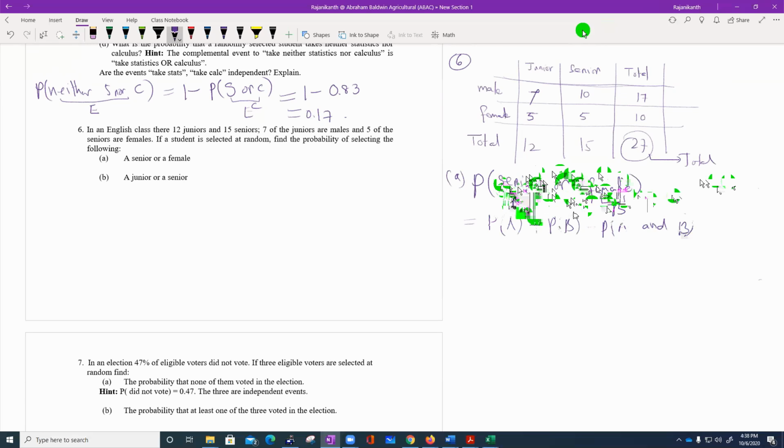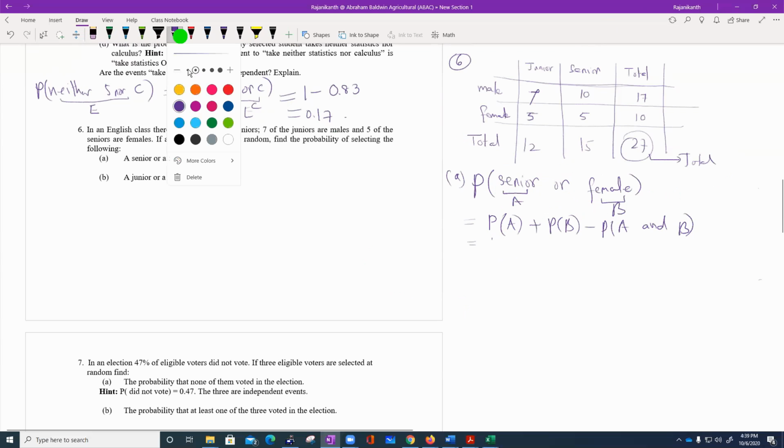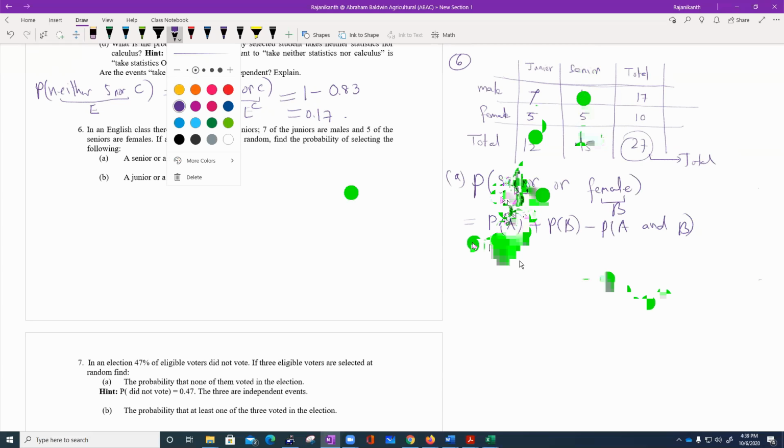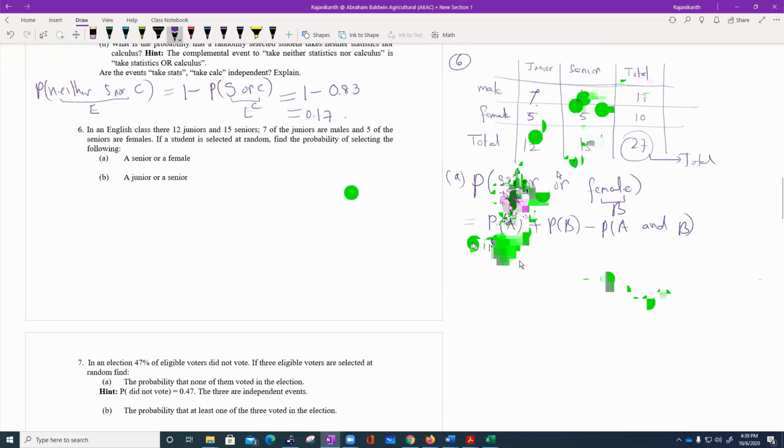Okay. So if you use that formula, A means the probability of senior. Tell me now, if you select one student, what is the probability of being a senior student? Of course, you have to look for the possible values of senior. Under the senior, there are 15, right? The possibility of choosing a senior is 15 out of 27. There are 27 in total in the class.